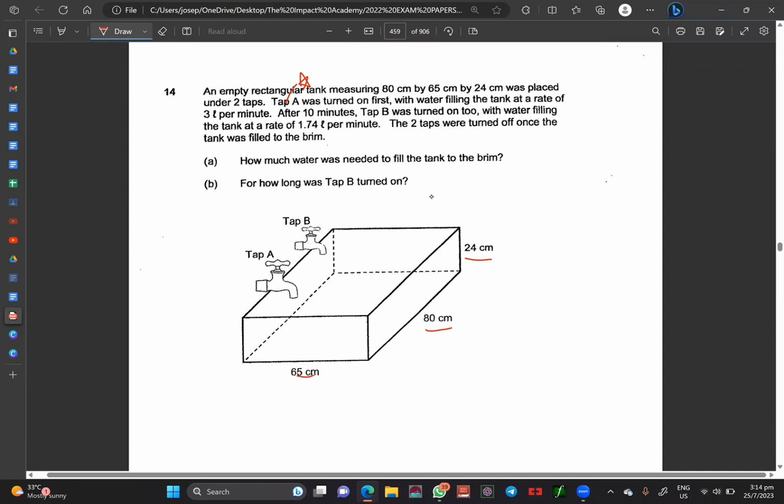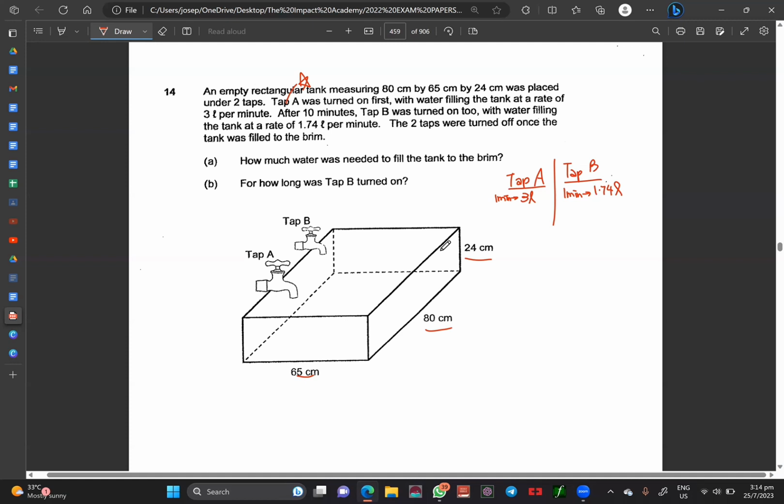All right. So what happens is that we know that tap A is actually 3 liters per minute. That means to say 1 minute is equal to 3 liters. Whereas for tap B, we can see after 10 minutes, tap B was turned on, 1 minute, it was 1.74 liters.